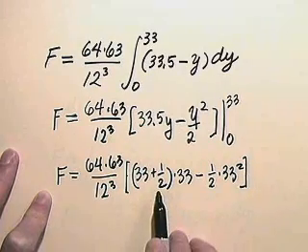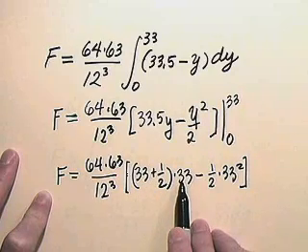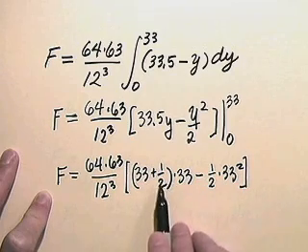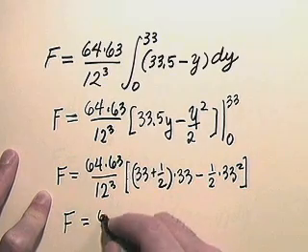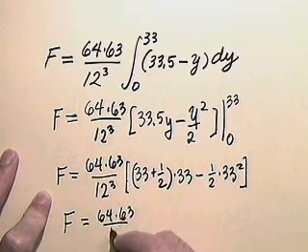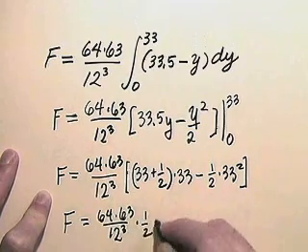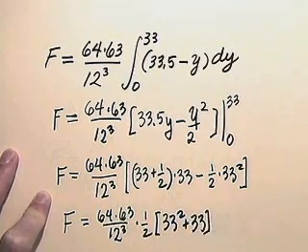So when I look at this, notice what I'm going to get. 33 times 33 is 33 squared minus a half 33 squared. That contributes simply 1/2 33 squared, and this other term is a half of 33. So in effect, what I get is the force is 64 times 63 divided by 12 cubed. We can take the 1/2 out, times the quantity, 33 squared plus 33. And so all we have to do is simply compute that, and that's easy to do.